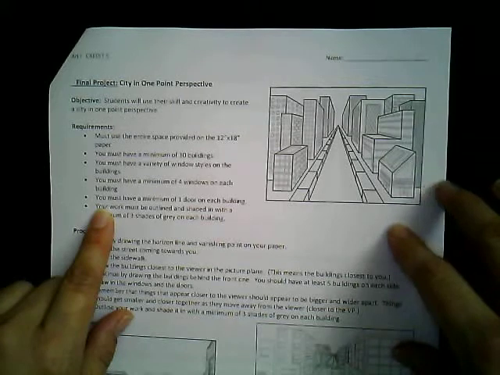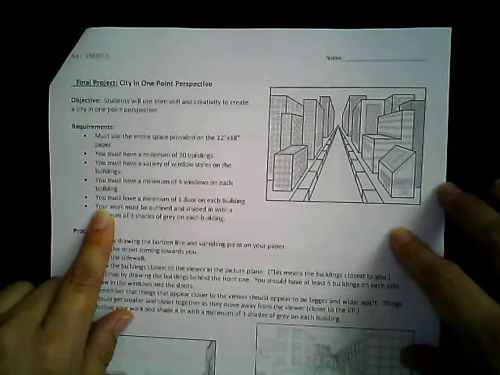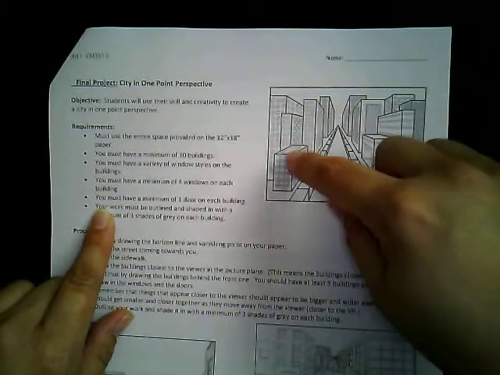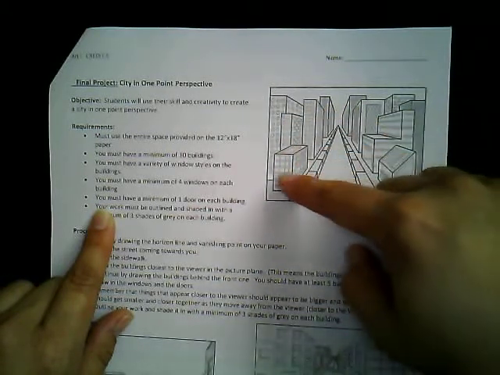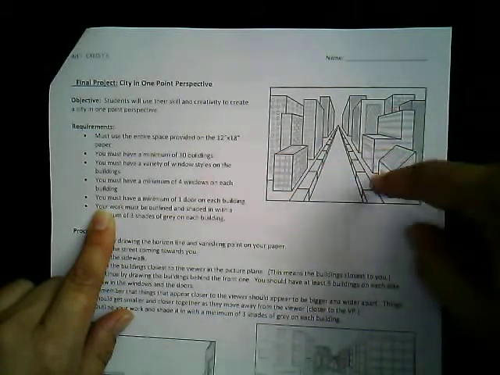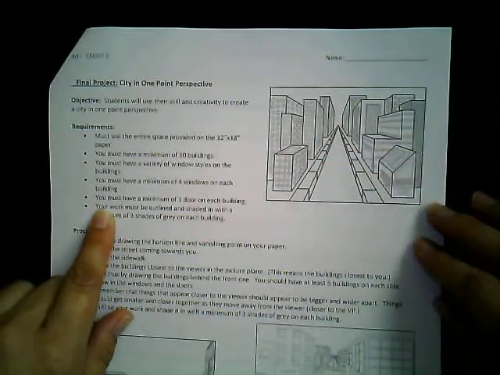And you must have a minimum of 1 door on each building. Now I know that the ones in the back are kind of hard to do because you can't see them, they're hiding, but I would expect to at least see a door on the ones in the front, the ones that you can see the side on.